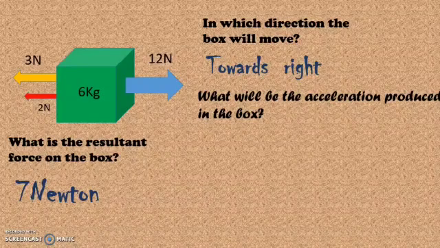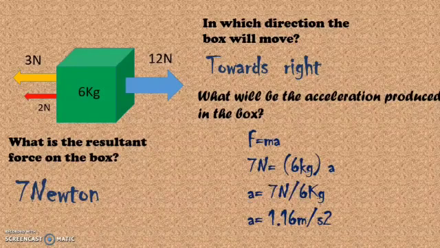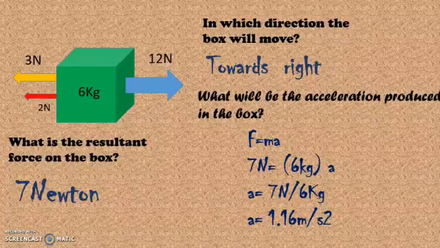What will be the acceleration produced in the box? By using formula, that is F is equal to ma according to Newton's second law. 7 Newton is equal to 6 kg mass times a, where a is acceleration. a is equal to 7 Newton per 6 kg. a is equal to 1.16 meter per second square.